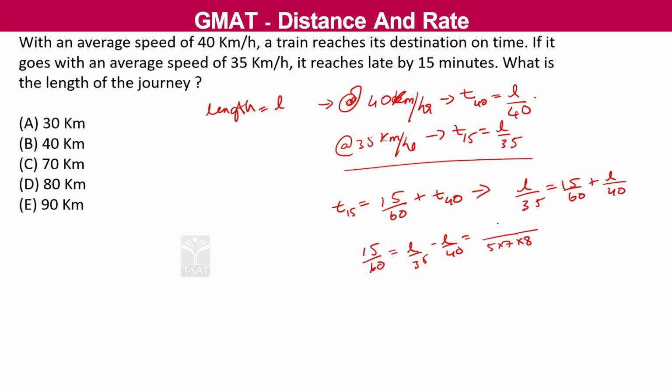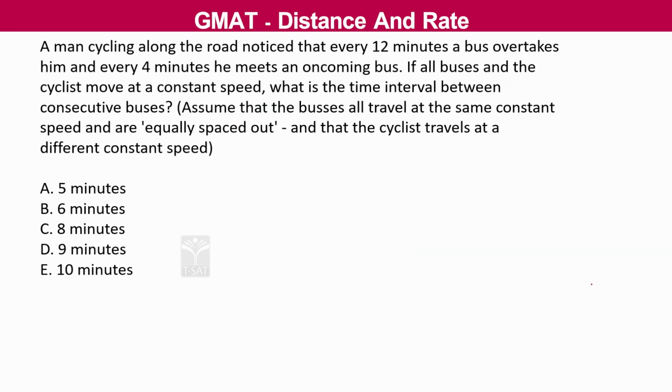You have 8 minus 7, you will come out to be 1 L. Therefore, L is equal to 15 by 60 into 5 into 7 into 8. It's 5 12s are, 3 5s are, 3 4s are, and 4 2s are. L, the length, comes out to be 5 into 7 into 2, which is 70. The length of the train comes out to be 70 kilometers, so the answer is option C. Let's see the next question now.